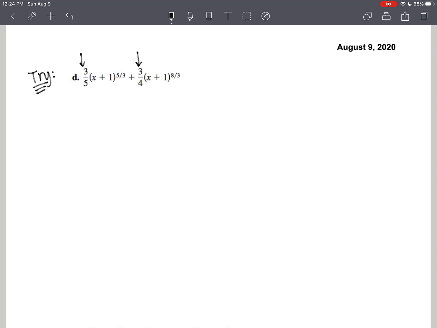What I'm going to do first is I am going to common denominator, okay? So I'm going to make this 12/20 times x plus 1 to the 5/3 plus 15/20 times x plus 1 to the 8/3. Now I've got a numerical greatest common factor. So what can I take out of both of those terms? Well, I can take out a 20th in the denominator, and then 12 and 15, they have a 3 in common.